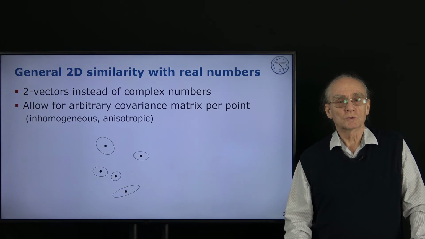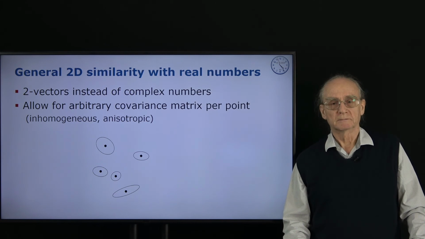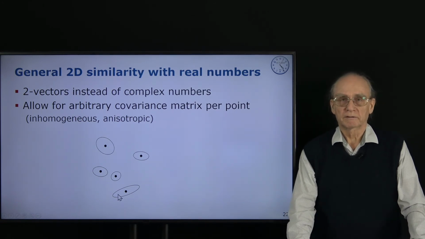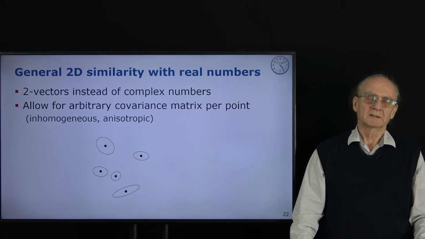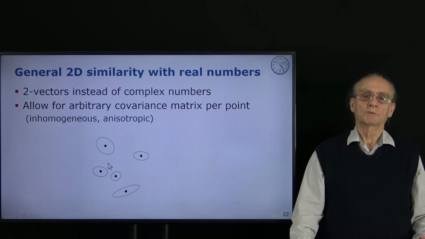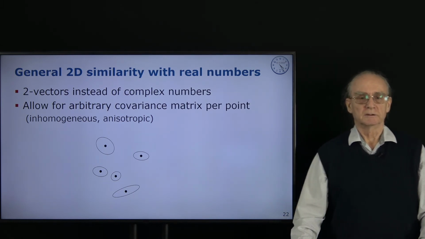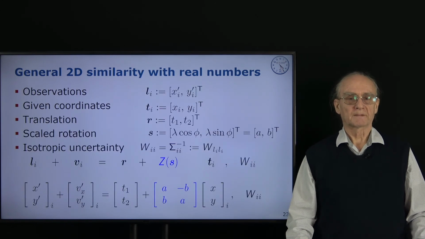Now let's go to the situation where we use real numbers. Why should we? Of course, we cannot represent such a complex stochastical model with complex numbers. At least this is not very easy. So let's go to that what we would expect and use 2 vectors instead of complex numbers, and allow for an arbitrary covariance matrix per point. So we have an inhomogeneous and anisotropic uncertainty situation for our observations.